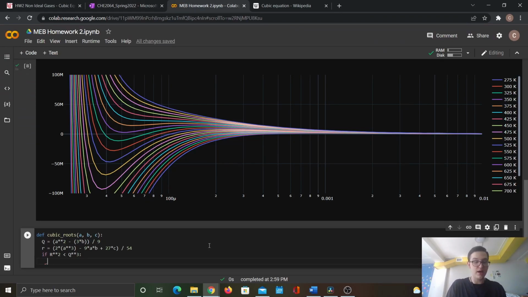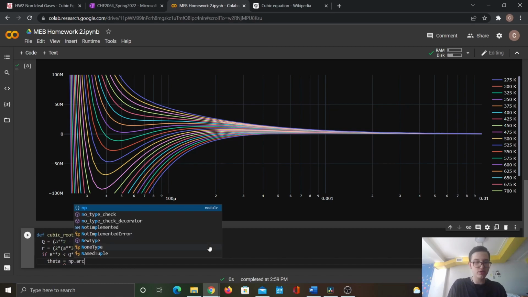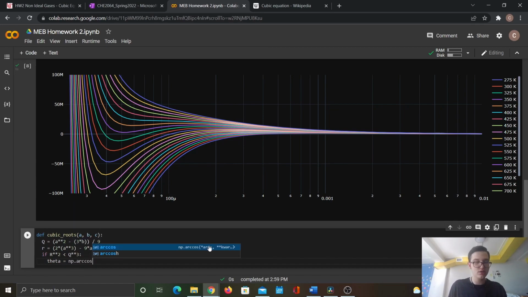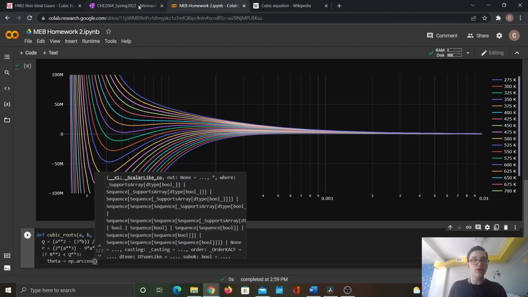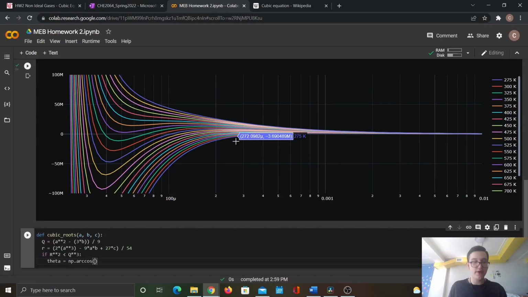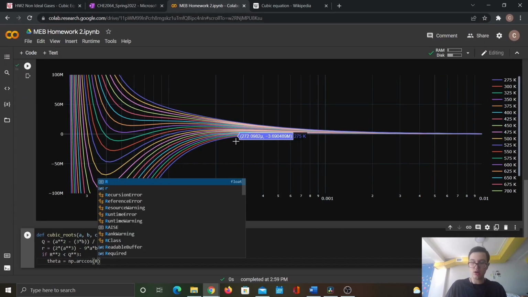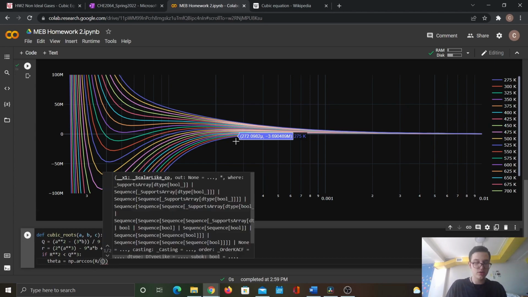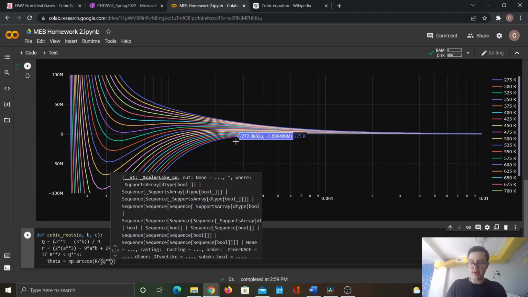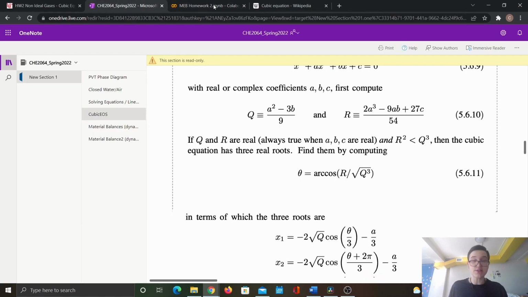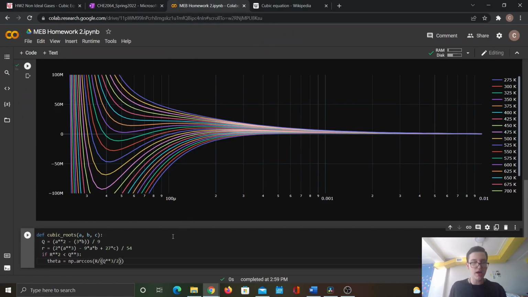We're going to be using numpy for the arc cosine. So theta is equal to np dot arccos of r divided by the square root of q cubed, so q to the power of 3 halves.